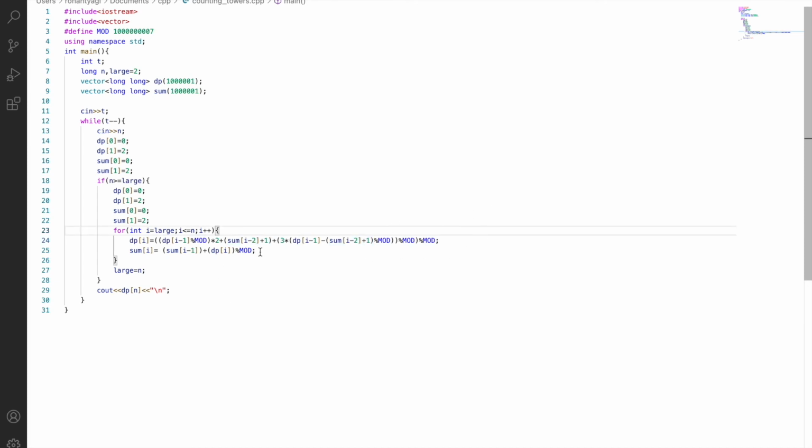Now we have computed the value of sum, and changed the value of large, and dp of n will give us the solution.